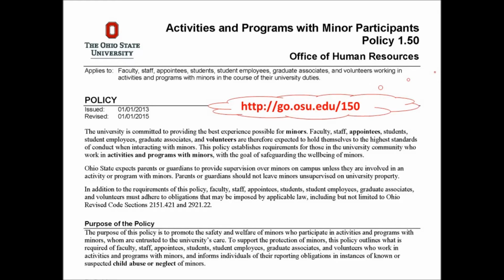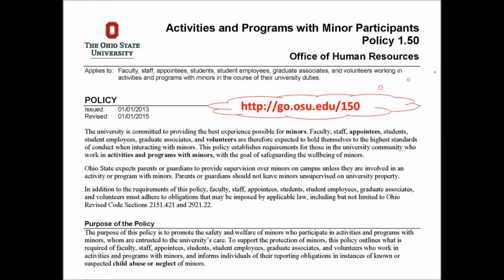The Ohio State University's Child Abuse and Neglect Training Policy is 1.50. You may find this policy at go.osu.edu/150. The university is committed to providing the best experience possible for our minors. Faculty, staff, appointees, students, student employees, graduate associates, and volunteers are expected to hold themselves to the highest standards of conduct when interacting with minors.